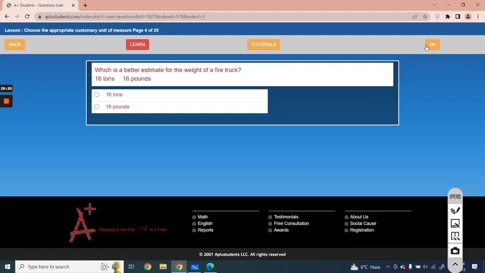Okay, the next one is, which is the better estimate for the weight of a fire truck? Is it 16 tons or 16 pounds? Which is the correct option? It would be 16 tons. Because pounds is a smaller unit, and a fire truck is too heavy, so it would be 16 tons. Got it?